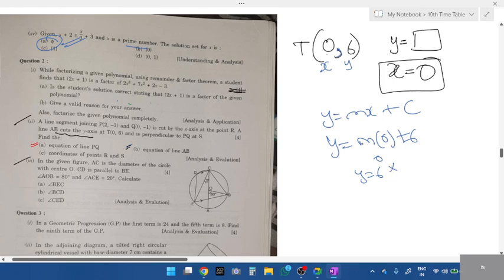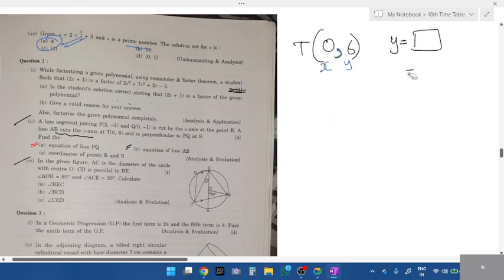Cut and is perpendicular to PQ at S. Okay, perpendicular to PQ. So a line AB cuts the y-axis at T. That's the reason a value is given for the y-axis there, and it is perpendicular to PQ.